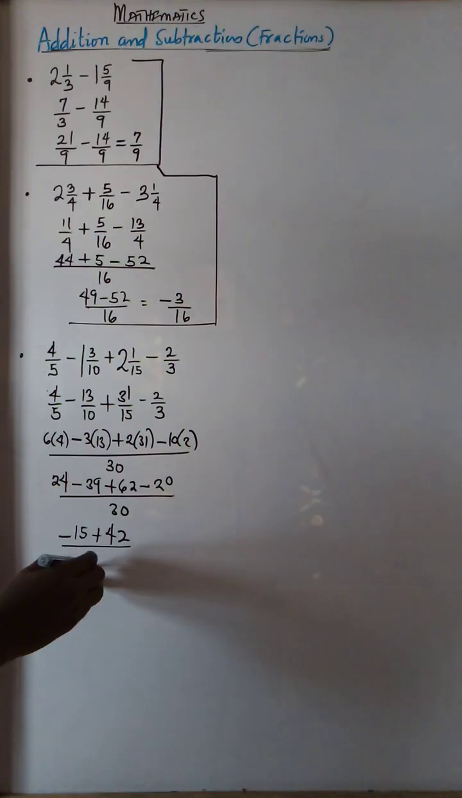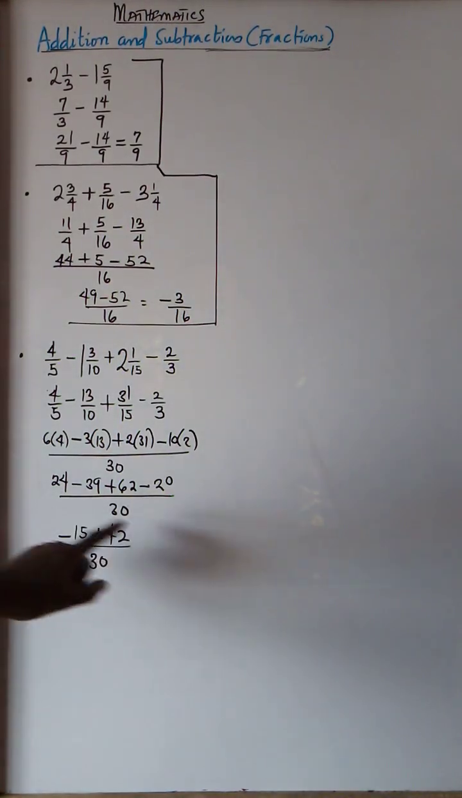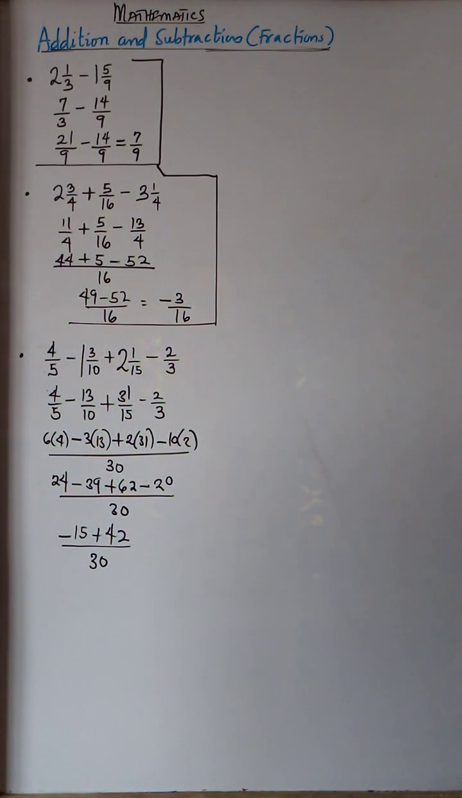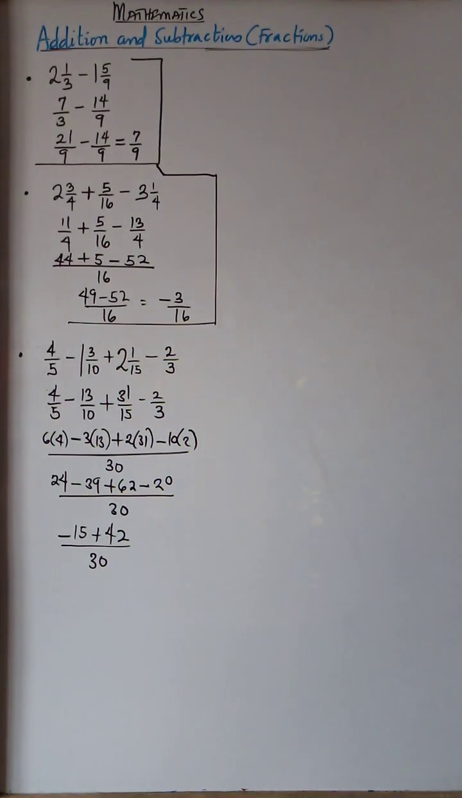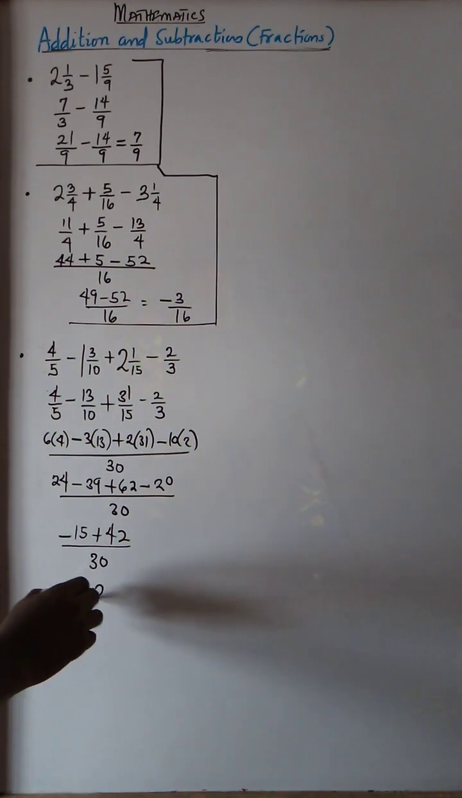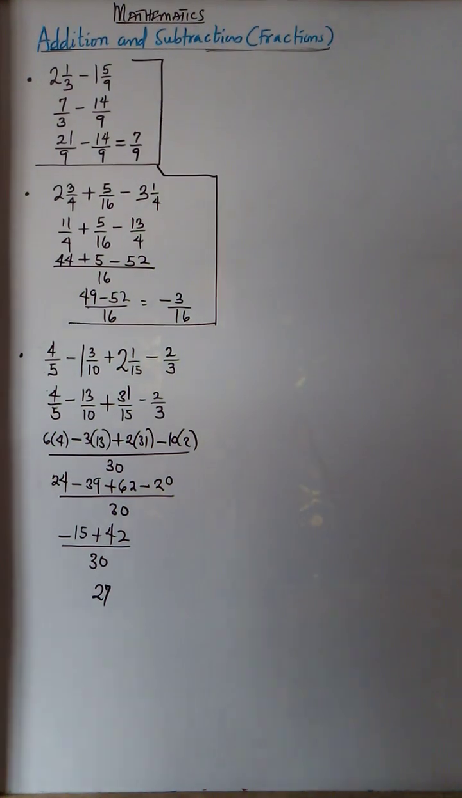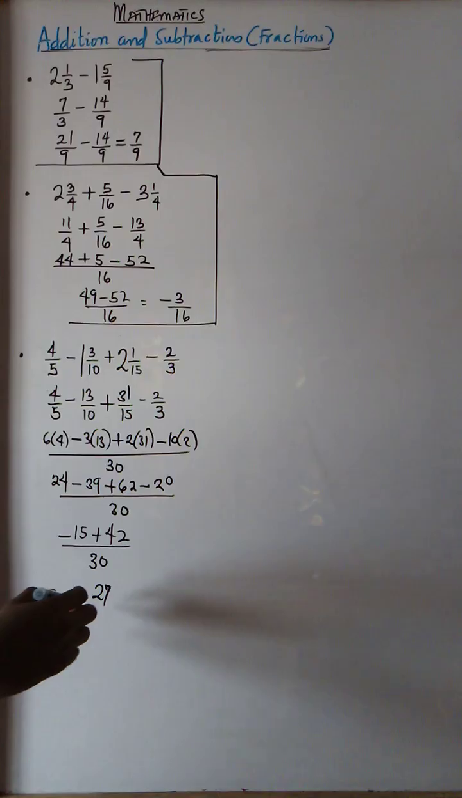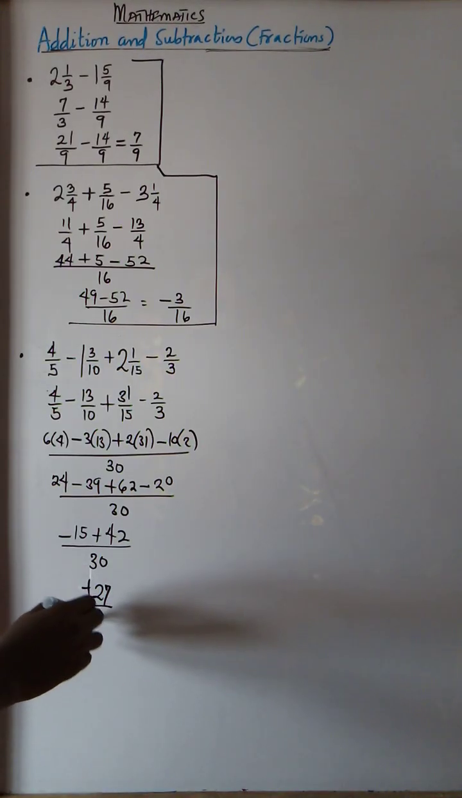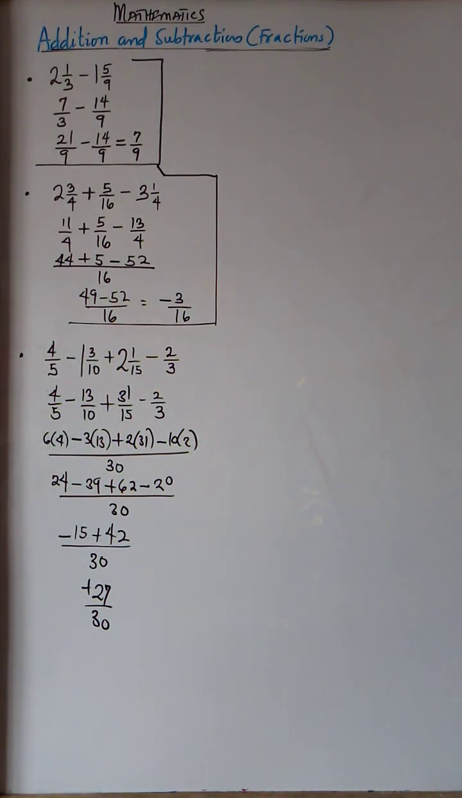over 30. If you are adding two numbers and they have different sign, we have to subtract. So we are going to do 42 minus 15. And that is 27. What would be the sign? Bigger number. 42 is bigger than 15. So, and 42 is positive. So it is what? Plus 27 over 30. But you don't need to write the positive sign.